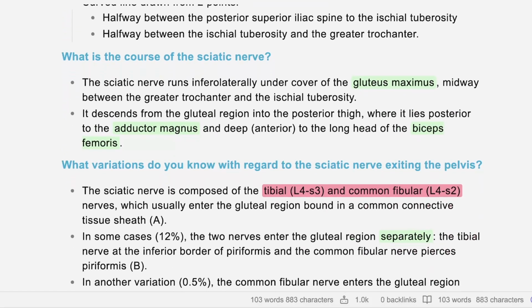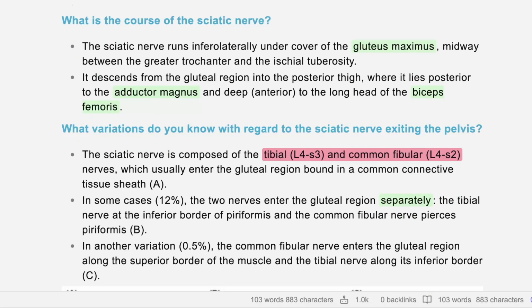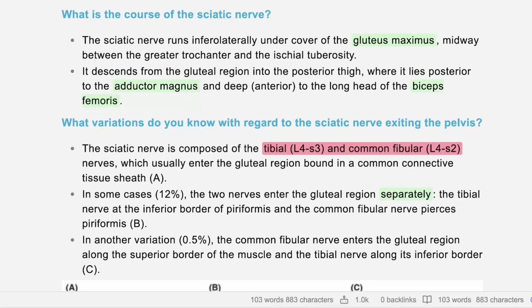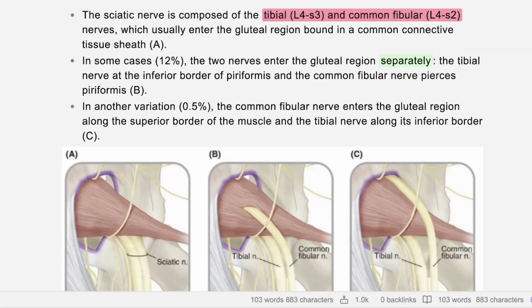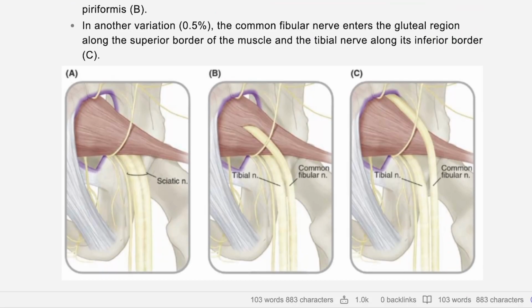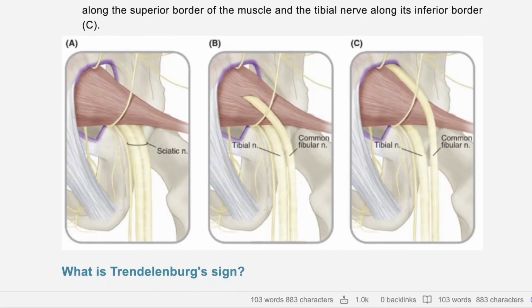Let's see the answer. So 1 will go together below, or inferior to, the piriformis. 2, in 12%, the tibial nerve is at the inferior border of the piriformis, and the common peroneal at the superior border. And then the rarest variation, the common peroneal nerve will be superior and the tibial nerve inferior. As you can see here, the common peroneal sometimes penetrates, sometimes is above, or they come together, simply as that.